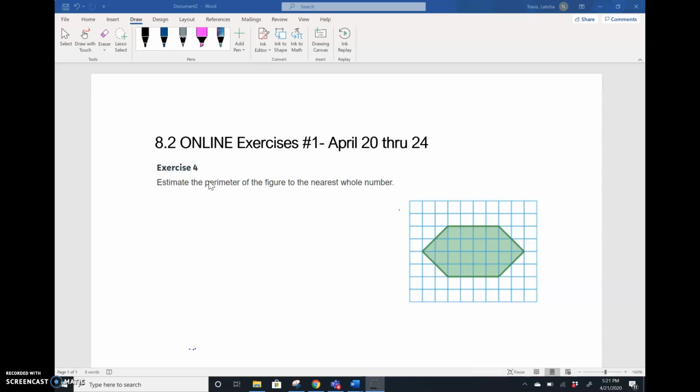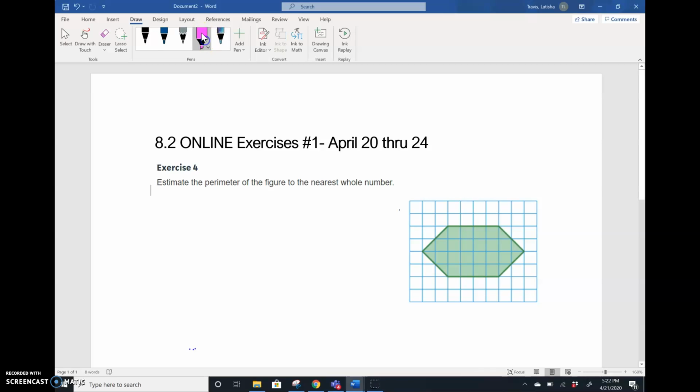This week's assignments, we're dealing with chapter 8, section 2, on page 328. So the problem asks us to estimate the perimeter of the figure to the nearest whole number.